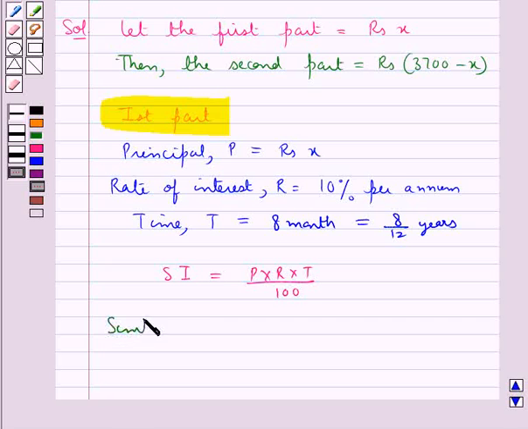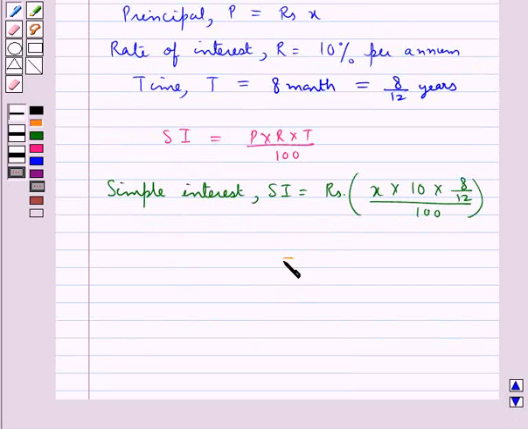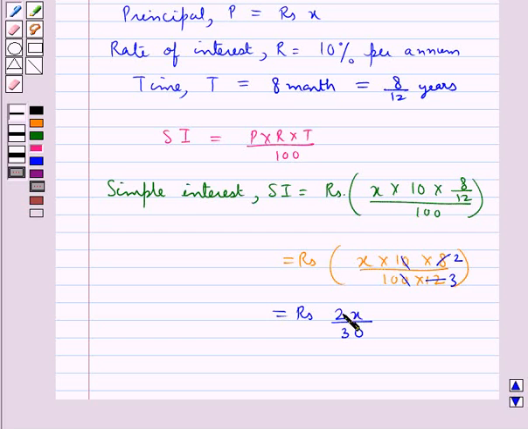So simple interest SI is equal to rupees x into 10 into 8 upon 12 upon 100. That is, we have substituted the values for P, R and T in the formula for SI. So, we get this would be equal to rupees x into 10 into 8 upon 100 into 12. Now, 0 cancels with this 0. Then 4, 2 times is 8 and 4, 3 times is 12. So, this is equal to rupees 2x upon 30. Or we also have that 2, 15 times is 30. So, this is equal to rupees x upon 15 is the SI or the simple interest on the first part.